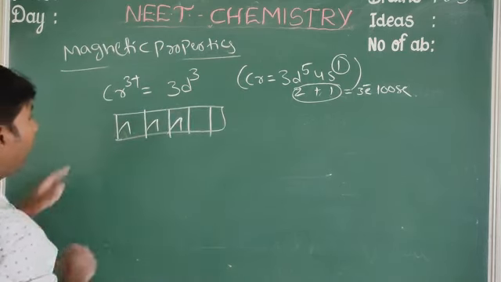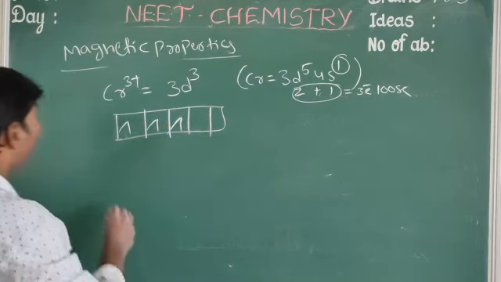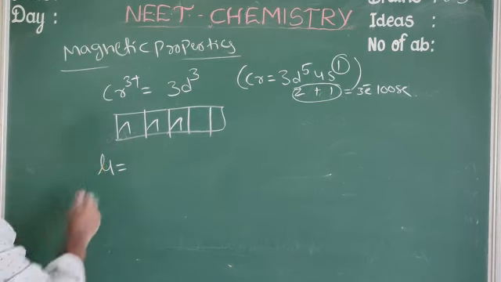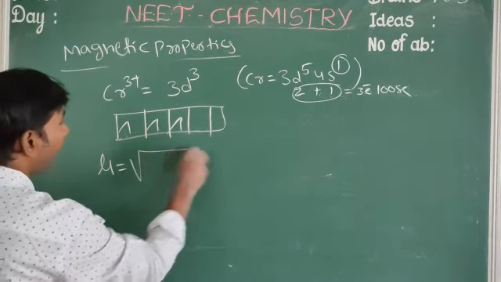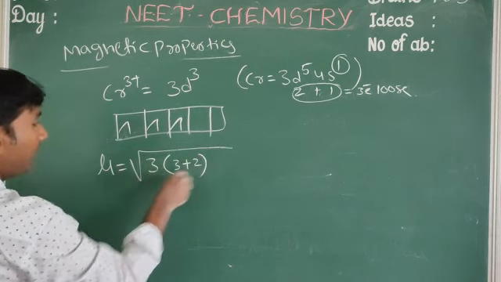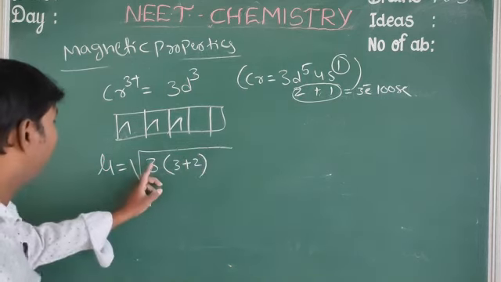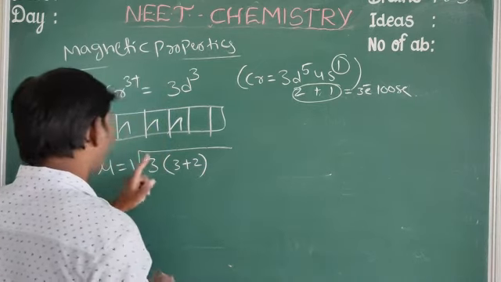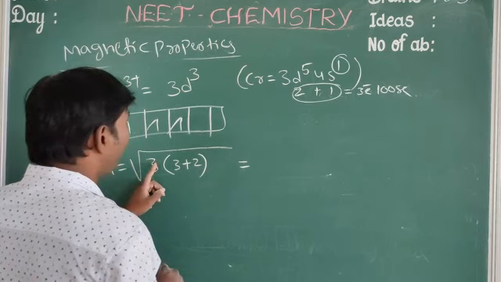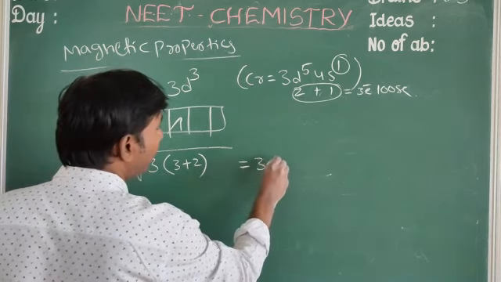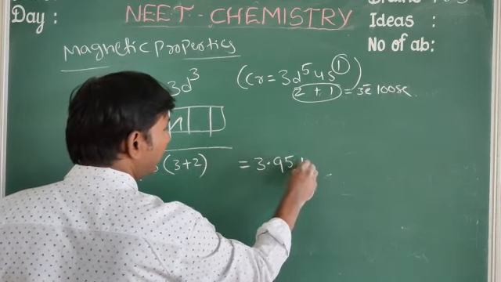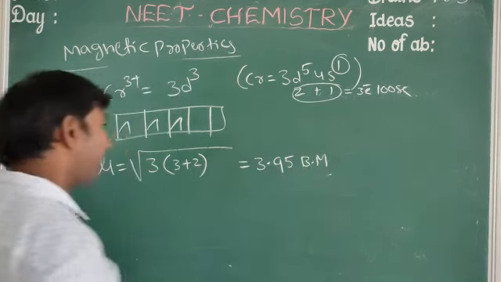1, 2, 3. Three unpaired electrons are there. Now, the magnetic moment value we have to find out. μ equals under root of n into n plus 2, so 3 into 3 plus 2, that means 3 into 5, root 15. Root 15 value is almost 3.95 or 3.99 Bohr magneton.